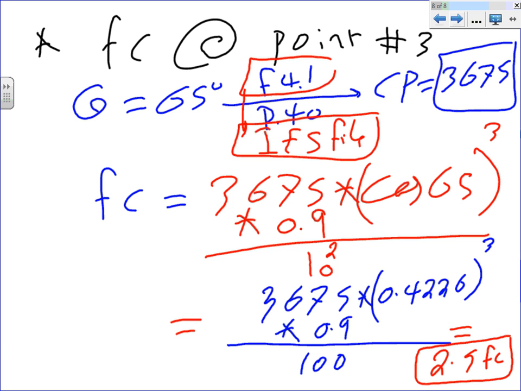Can you see that the further you go away from the fixture, what happens to the foot candle? It keeps going down. And it makes sense, right? Because you're moving away from the fixture, you have less light.